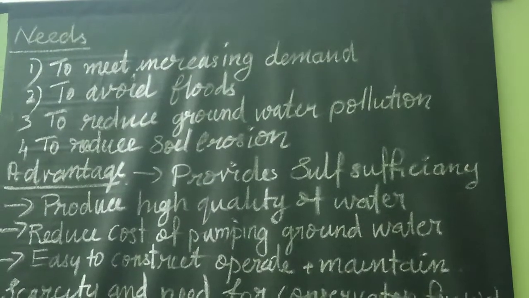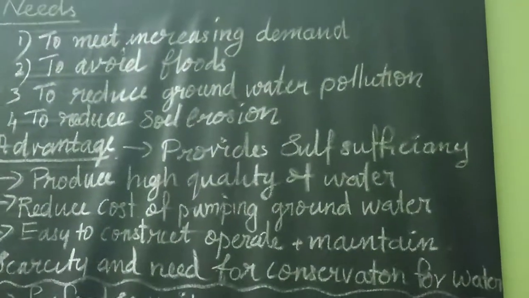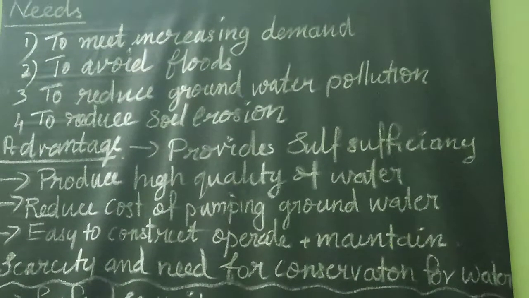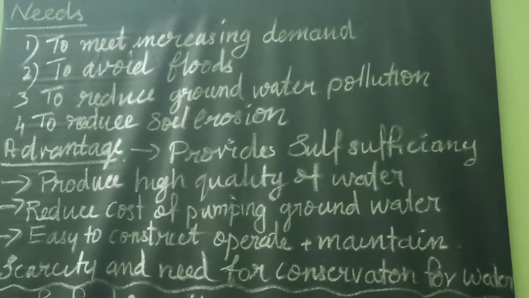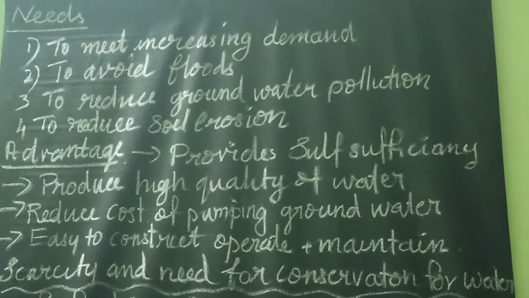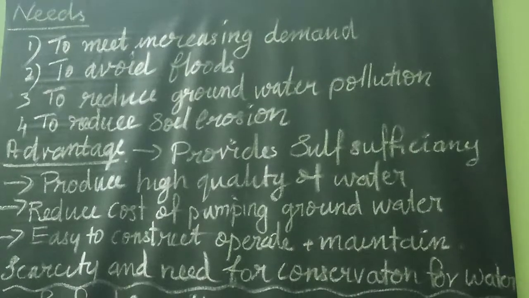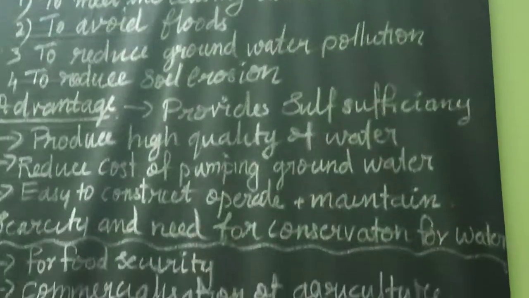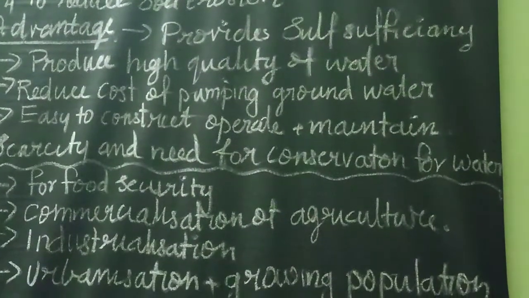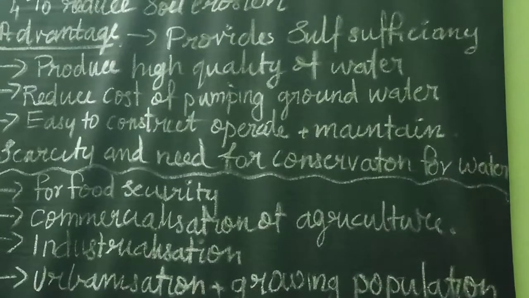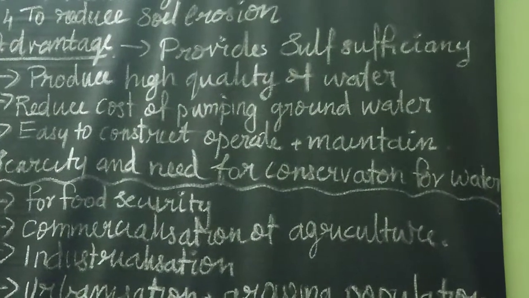In hilly areas, rainwater harvesting is very suitable. Then in coastal areas, it provides good quality of water. Usually coastal area water will be salty in taste. But where a rainwater harvesting system is there, it provides good quality of water. And when it is recharged to groundwater, it reduces the salinity, the salt content, and also helps in maintaining balance between fresh and saline water interference.